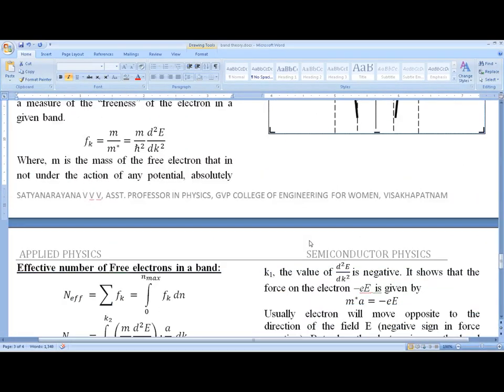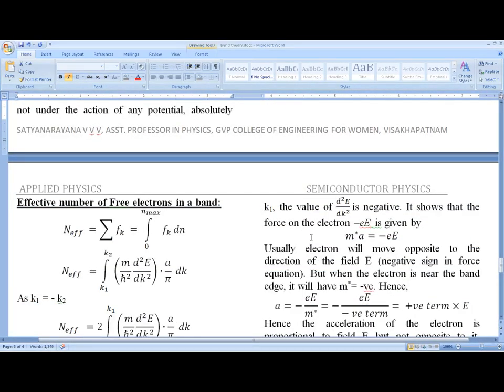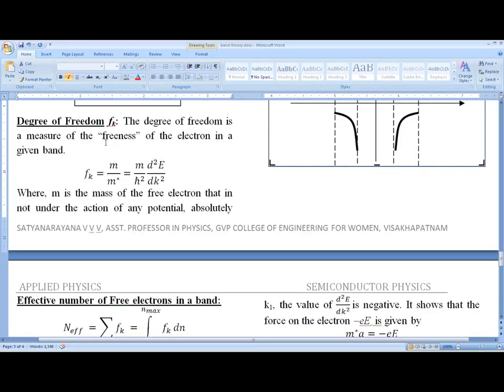to the next article: effective number of free electrons in a band. Earlier we called it degree of freedom. This degree of freedom is a quantity which describes how far a given electron is free. Free in the sense of a 0 to 1 scale. If you map fully free, not influenced by anybody, it is 1. Totally bound is what you call 0. So this degree of freedom has something to do with the effective number of free electrons in a band.